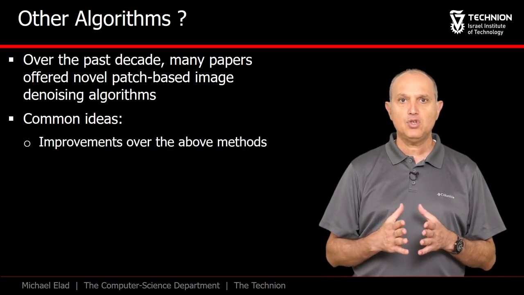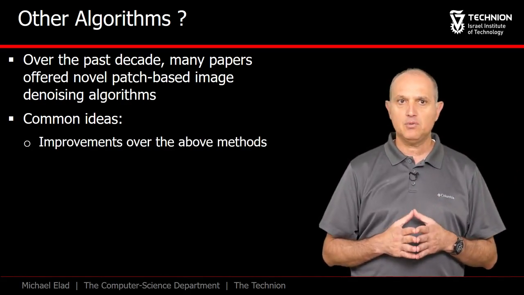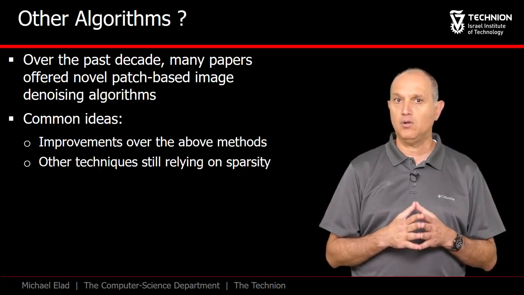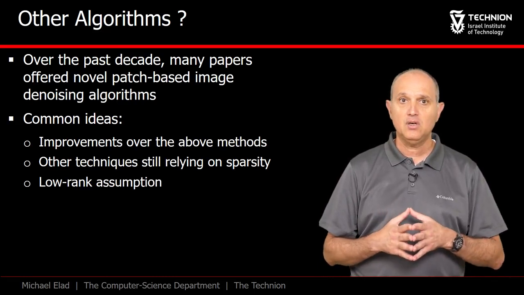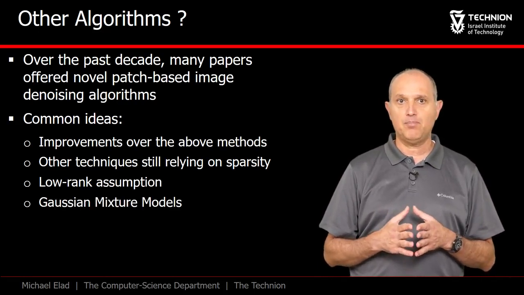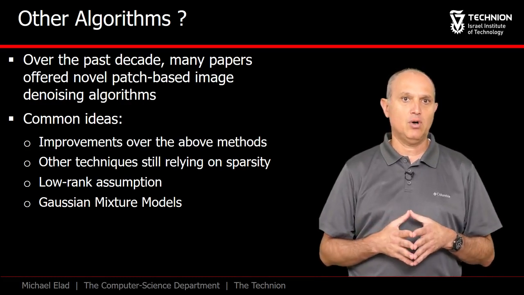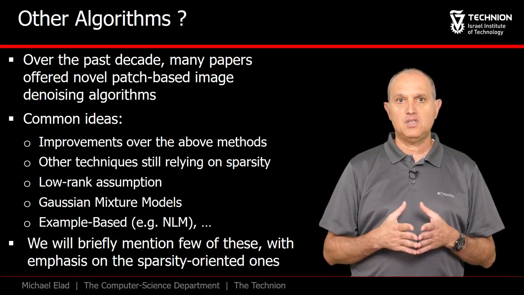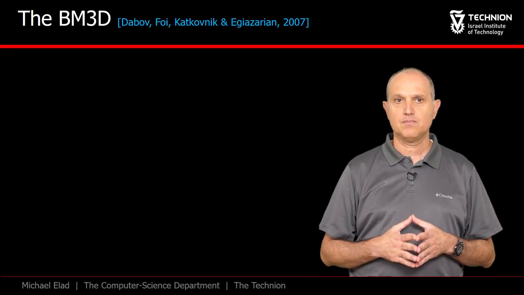Some of these papers chose to build on the above described algorithm and improve on it in various ways. A few others, still based on the SparseLand model, took a different way altogether. The concept of low rank, which was shown to be closely related to sparsity, has made an impressive entry to image denoising. Other patch-based work took a more direct path, using a learned GMM model or even working with the image patches directly. In this discussion, we mention a few such attempts with emphasis on the sparsity-oriented ones.